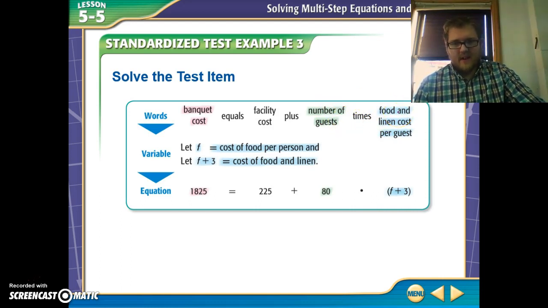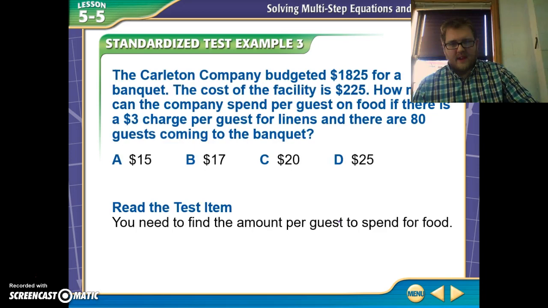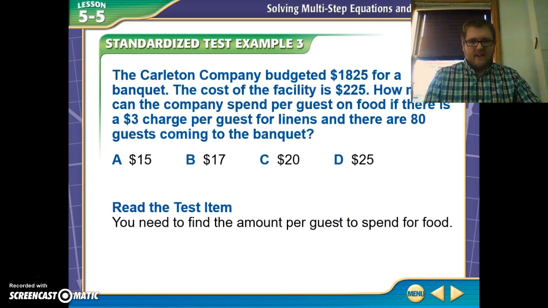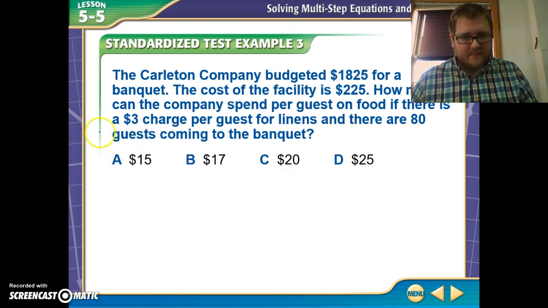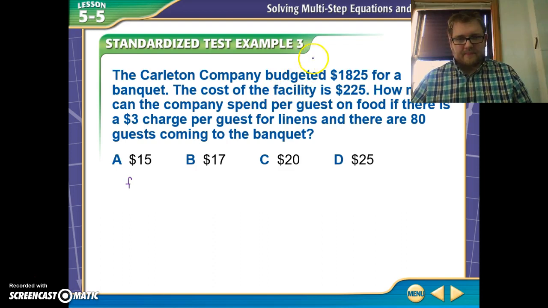each of those food and linen costs is going to be multiplied by that number of guests, which is 80. So let's go back and look. Again, the food cost is what we want to know. So that's what we're going to call F. Again, I'm just showing you how we set up that equation.